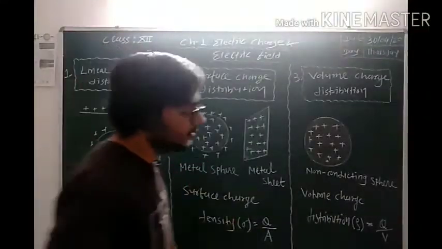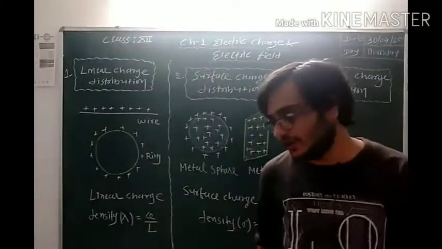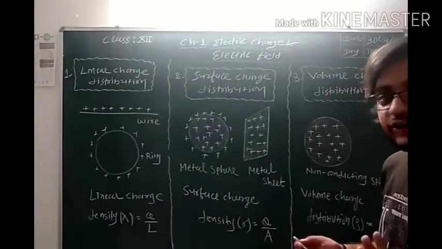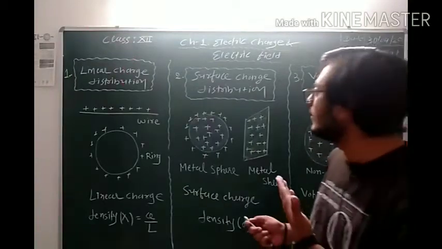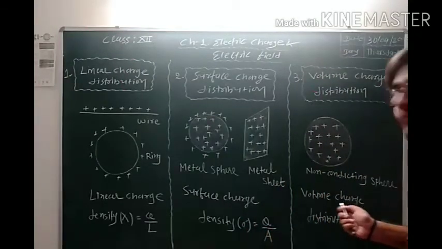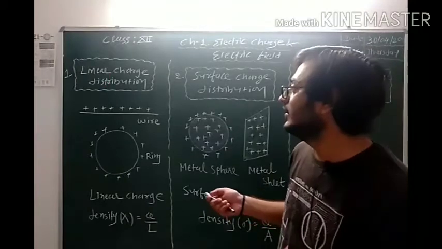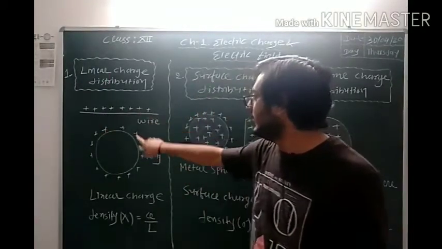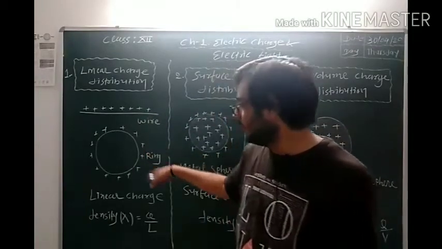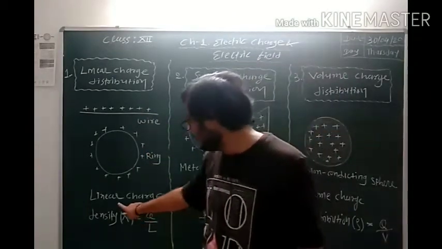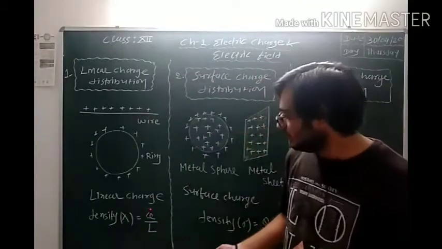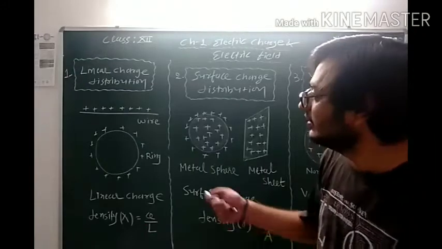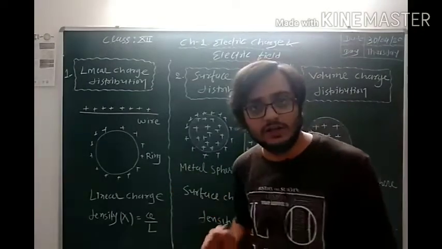So students, here I have drawn different types of figure, so you can understand in a better way how the charge are distributed in linear form, in surface form, in volume form. In linear form the charge are distributed on the wire in this way and on the ring in this way. So we introduce another quantity that is called linear charge density. Linear charge density is nothing but the charge per unit length.